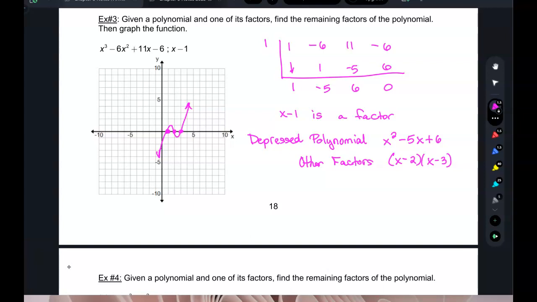It's just the graph is really scrunched. Wait, what did you get for the other factors? What multiplies together to give us 6? You need negative 2 and negative 3. Good.